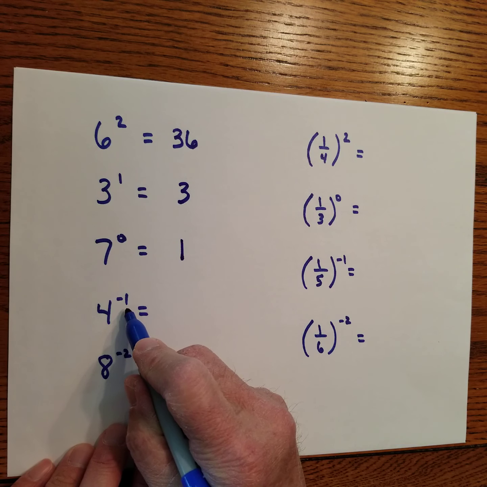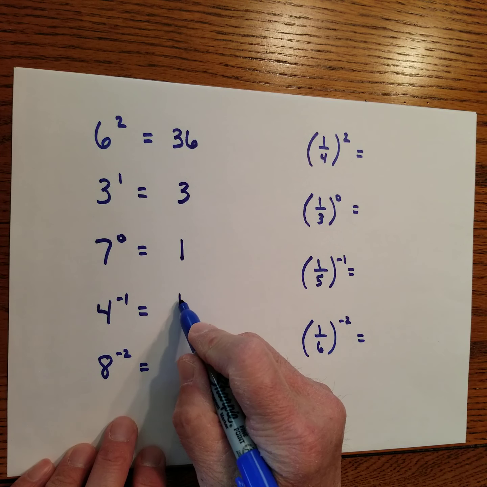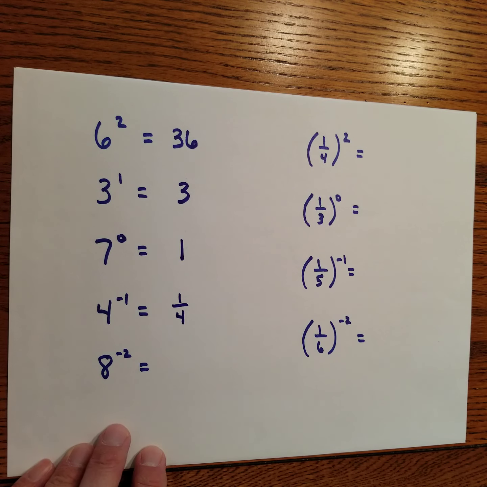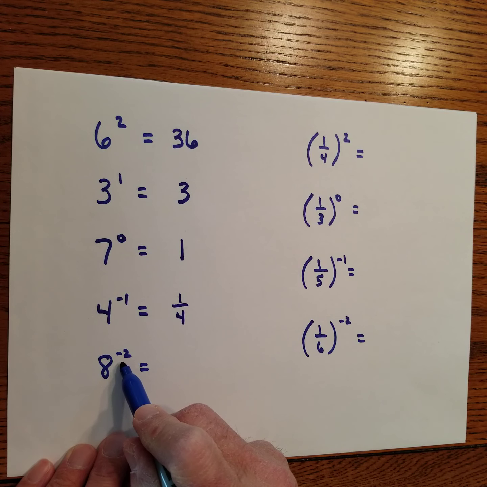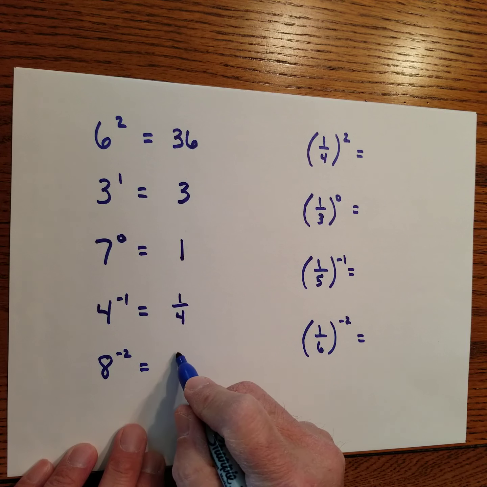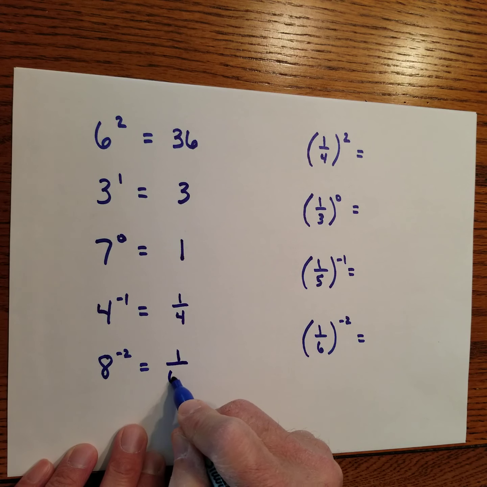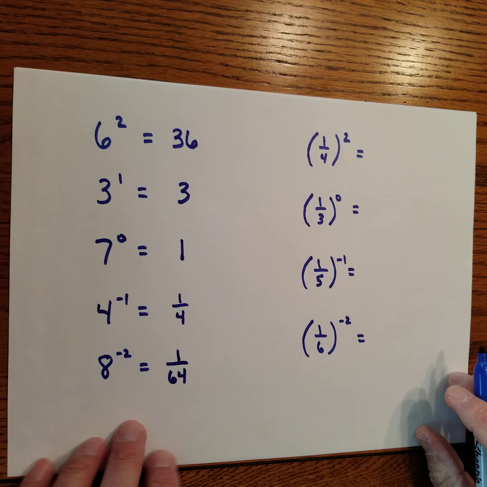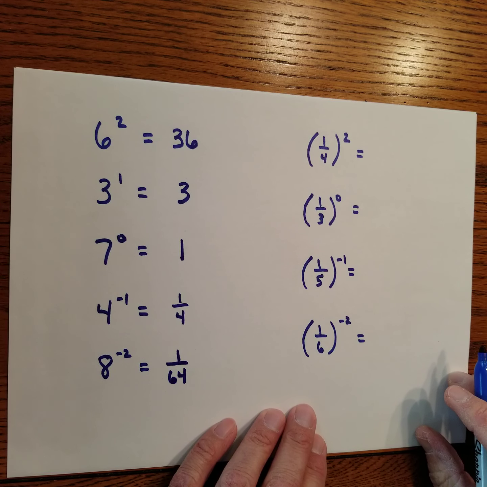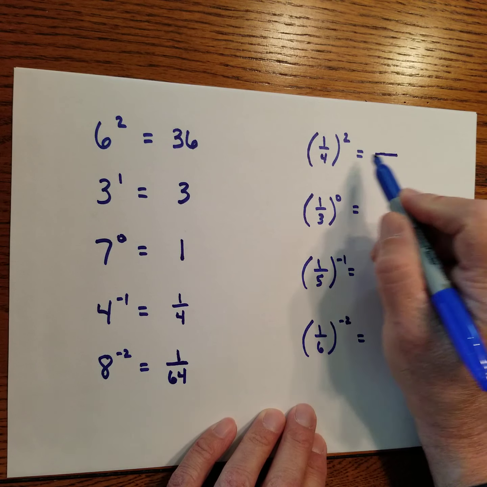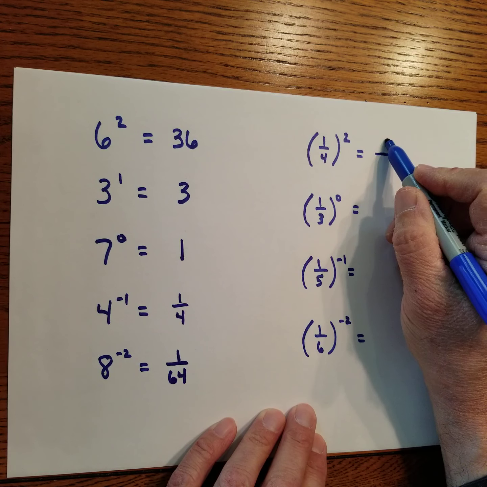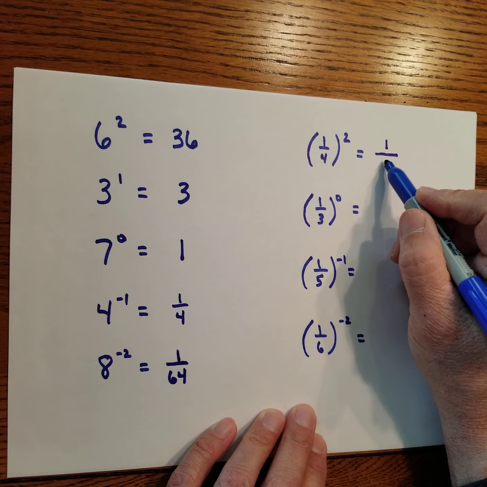4 to the negative 1, a negative 1 exponent means reciprocal. 4 to the negative 1 is 1/4. If I take 8 to the negative 2 power, it means square it and take the reciprocal. 8 squared is 64. The reciprocal would be 1/64. When I take 1/4 and square it, 1 times 1 in the top, 4 times 4 in the bottom.